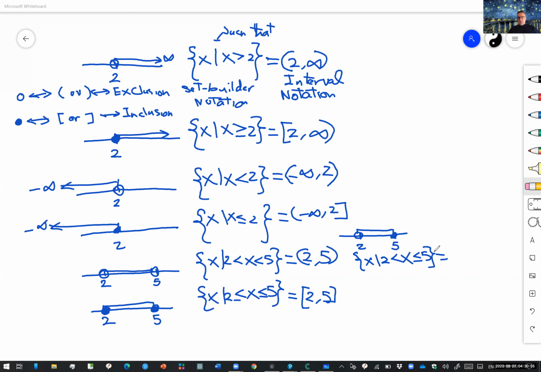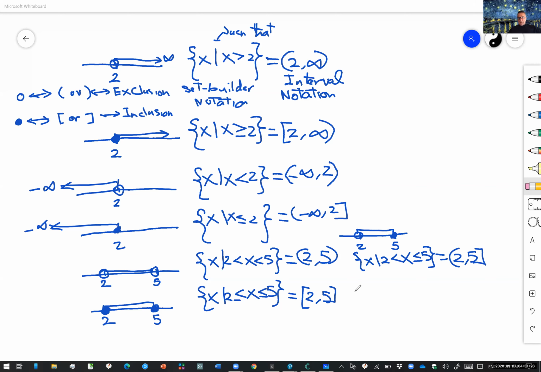So what's the interval notation going to be? Is 2 included? No. Okay, so parentheses or bracket? Parentheses. Excellent. So parentheses 2 comma, is 5 included? Yes. So 5 and then what? A bracket. That's it, okay?